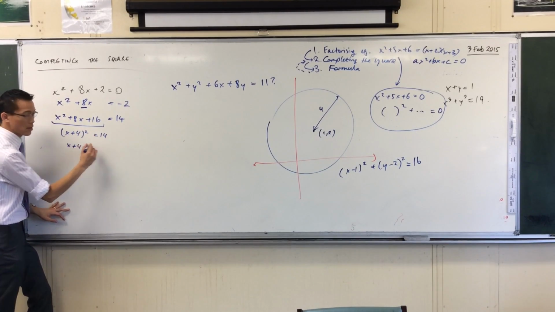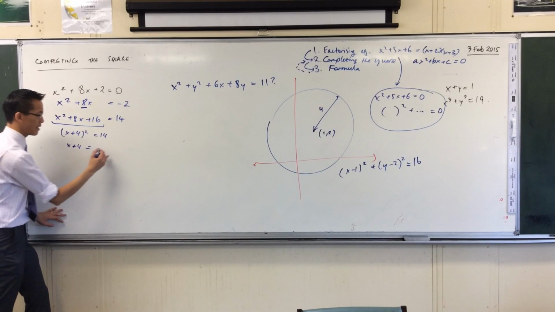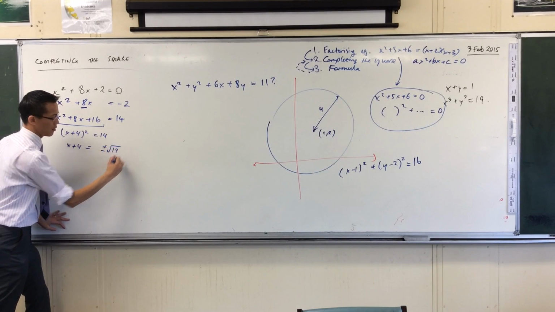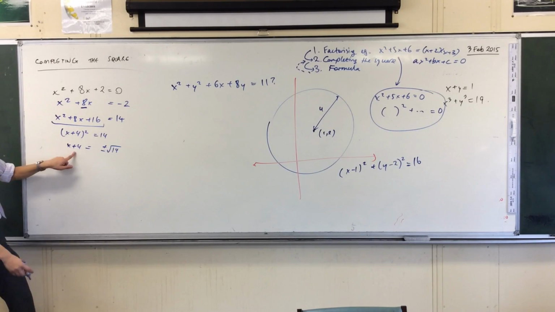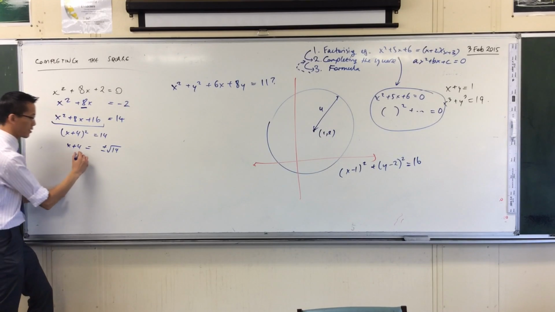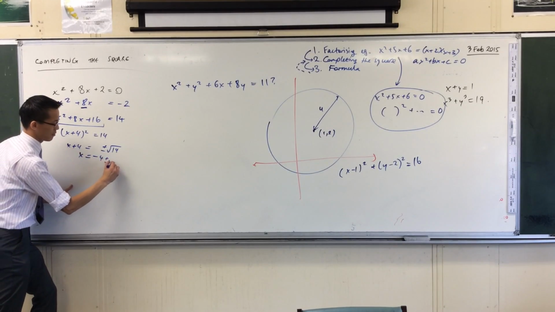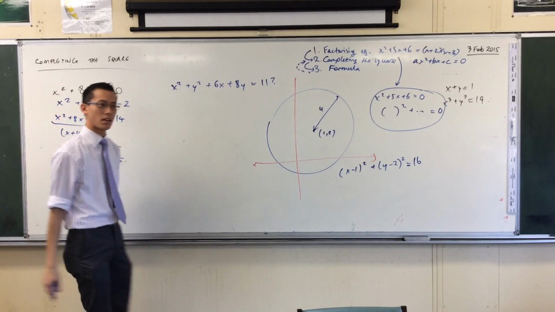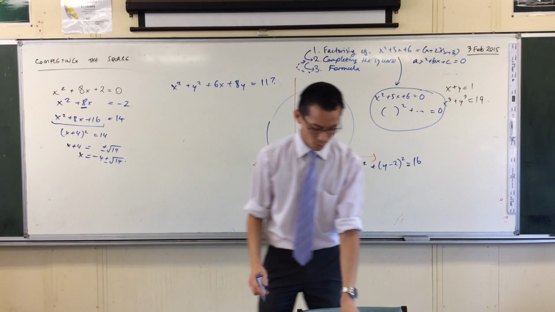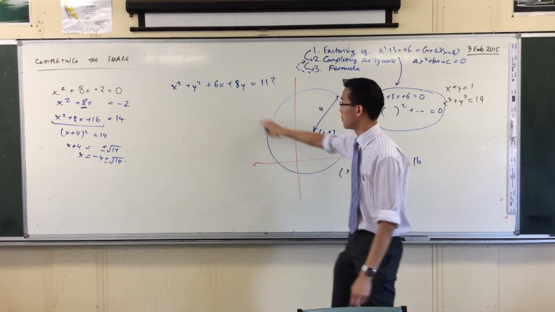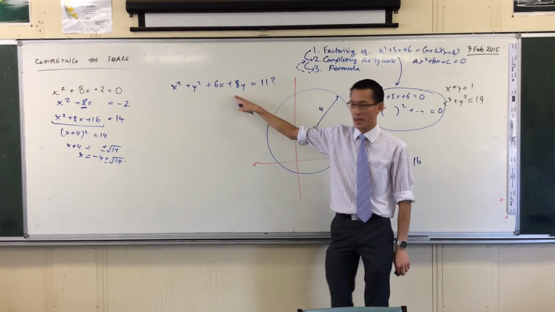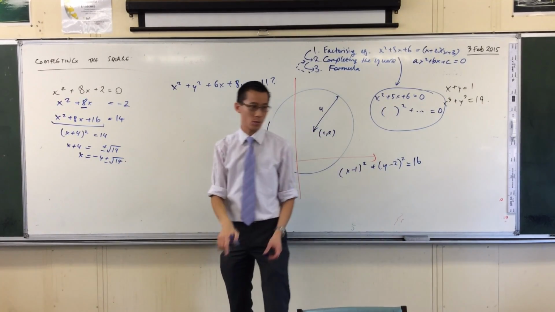x plus 4 should be equal to plus or minus root 14. I need to take both of the square roots. And then all I need to do is isolate the x. Done. So completing the square, we need to be able to do in our sleep, we need to be able to do it twice within the same equation and not get confused about what constants we're adding together.